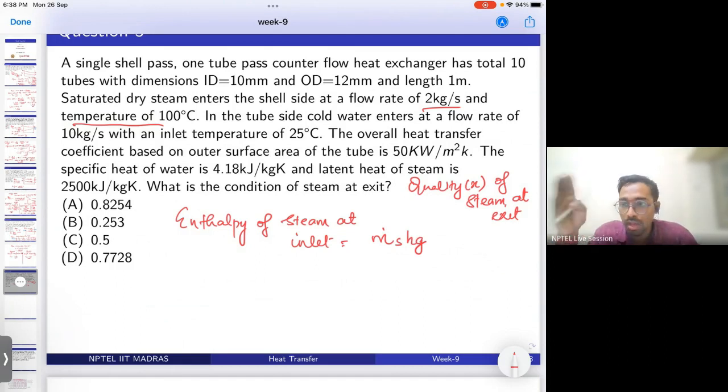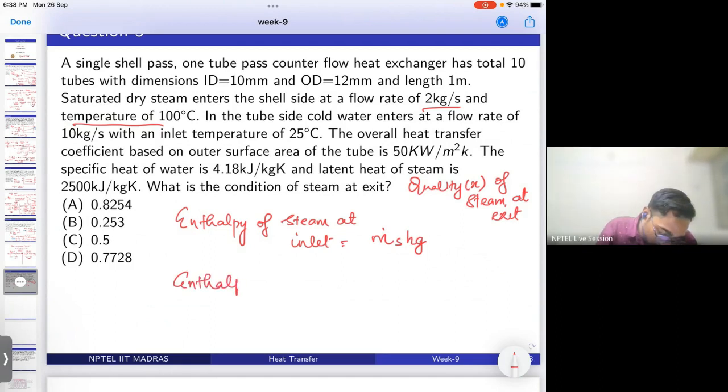I hope you are comfortable with the steam tables. You have the enthalpy of fluid and enthalpy of the vapor. Now it's a dry saturated steam, so there is no fluid content here, it's completely vapor. So we have the Hg, that is the enthalpy of the saturated vapor.